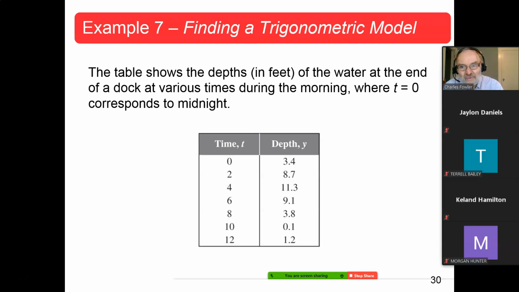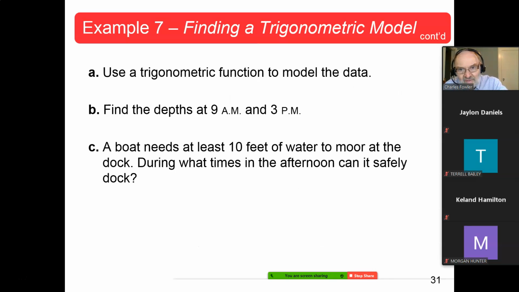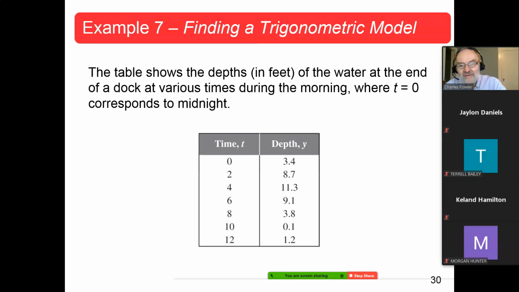Alright, so what are we going to do? Okay, that's the table. Here's what the problem says to do. Use a trigonometric function to model the data. Okay, so let's go back here and identify some key points. Now this is not going to necessarily be exact, but it should be representative. Okay, key points. This certainly looks like a max, right?